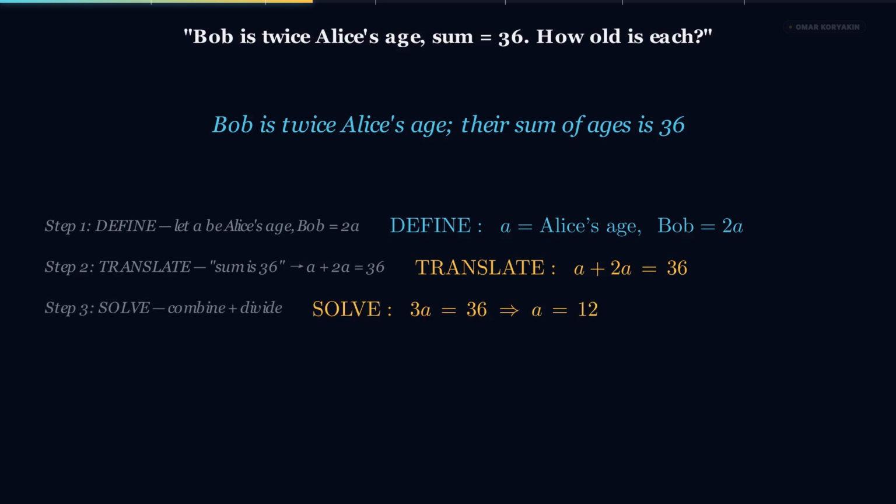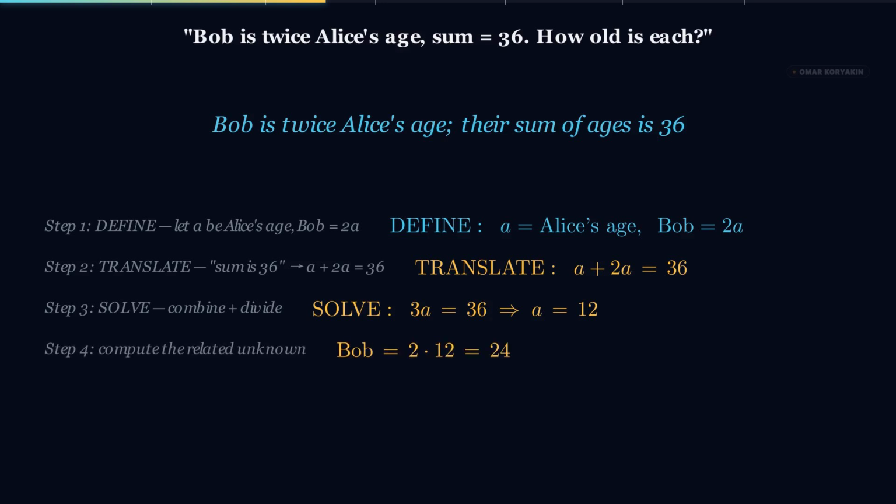Step 3. Solve the equation. Divide both sides of 3A equals 36 by 3. The result is A equals 12, so Alice is 12 years old. Bob's age is 2 times Alice's age, so Bob is 2 times 12 equals 24 years old.